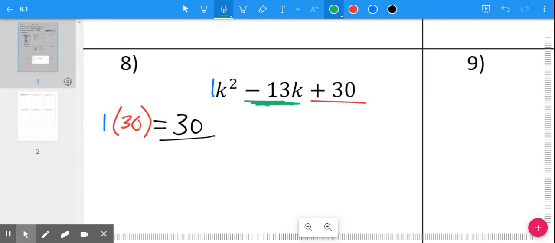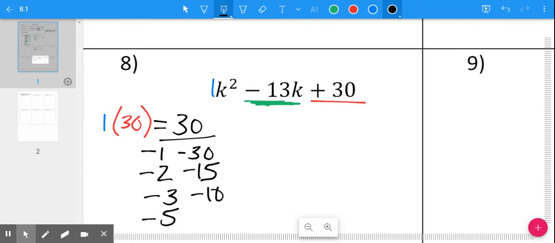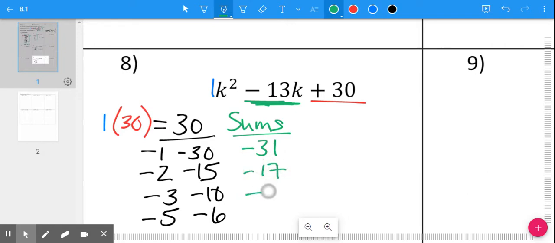So in order to find the factors of two numbers that multiply to a positive but add to a negative, both of your factors have to be negative. Because a negative times a negative is a positive, a negative plus a negative is still negative. So when we list our factors, we want negative 1 and negative 30, negative 2 and negative 15, negative 3 and negative 10, negative 5 and negative 6.